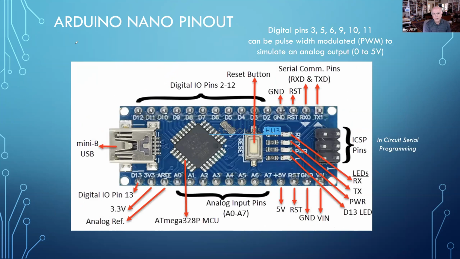Here's what the Arduino Nano looks like as a physical entity. And again, you see the Arduino 328, or the Atmega, I should say, 328 chip in the center. It's this little device here.